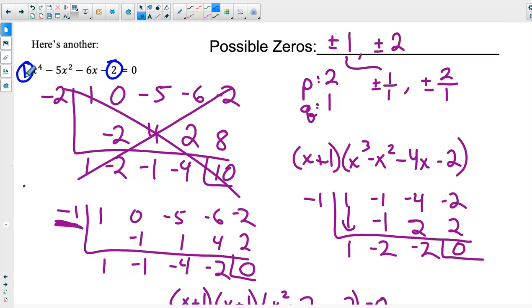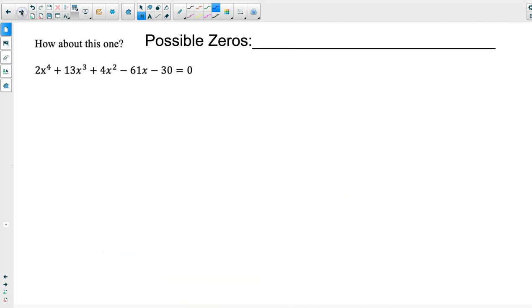Flip that page. You can cross off the very bottom thing about putting it into Desmos. But we are going to do this problem. So what is my constant? What is P? 30. So let's just start by writing out what are my factors of 30.